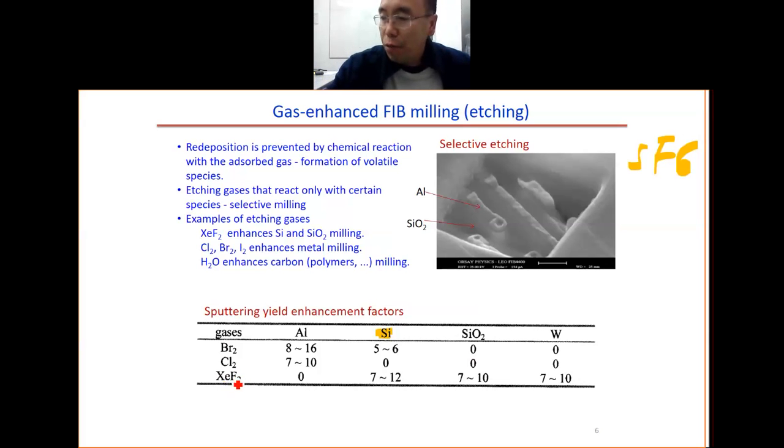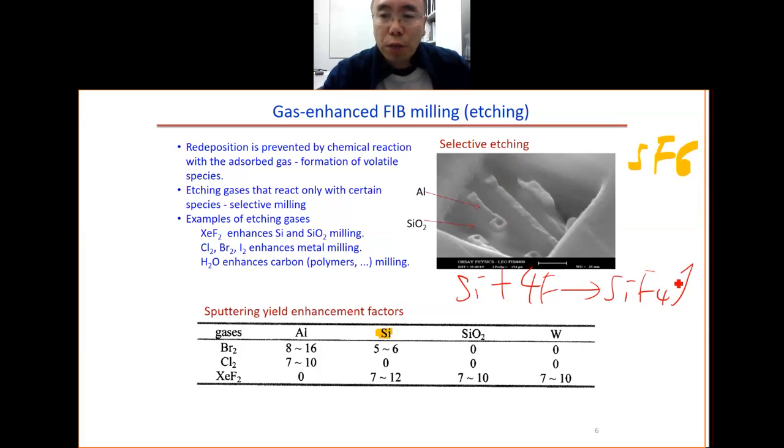So we have the fluorine, and silicon plus fluorine forms silicon tetrafluoride, which is volatile. Because we form this volatile product, there will not be much redeposition. The products are pumped away, so there will be less redeposition. The etching rate will depend on the material, so we have selective milling.